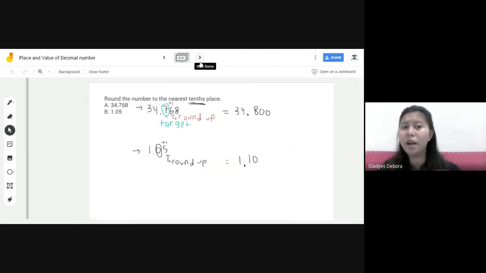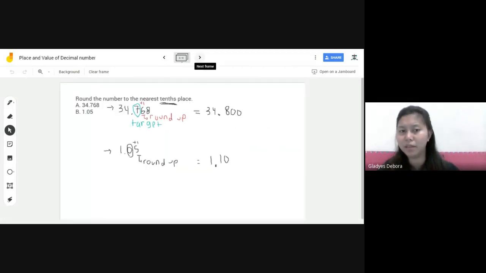Okay, please round the number to the nearest tenths place. Okay, tenths place, so we have the tenths place as the target. 7 is our target. Now let's take a look at the number behind the target. 6, we round it up. If we round it up, plus 1 for the target. So we have here the answer.